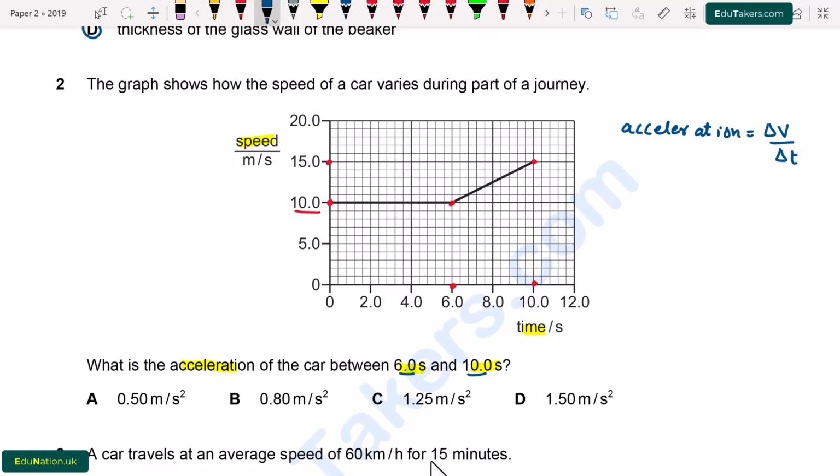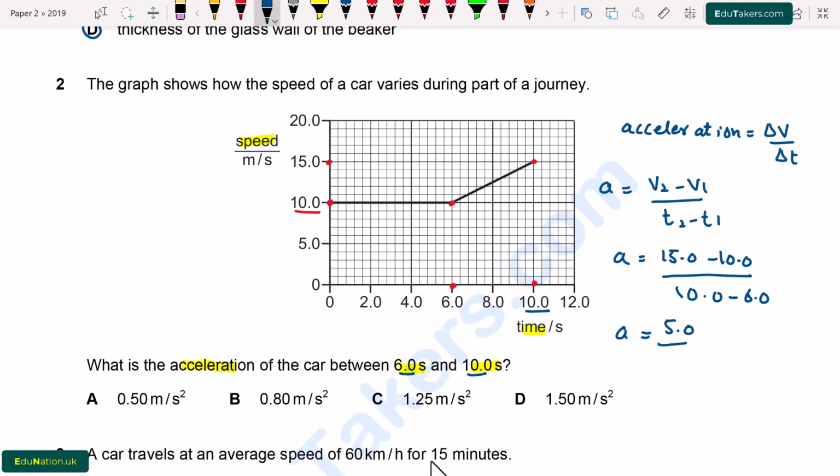Now I am going to put values here. Acceleration will be equal to V2 minus V1 over T2 minus T1. 15.0 minus 10.0 divided by T2 is 10.0 minus 6.0. So acceleration will be equal to 5.0 over 4.0, 1.25, and the unit of acceleration is meter per second square.